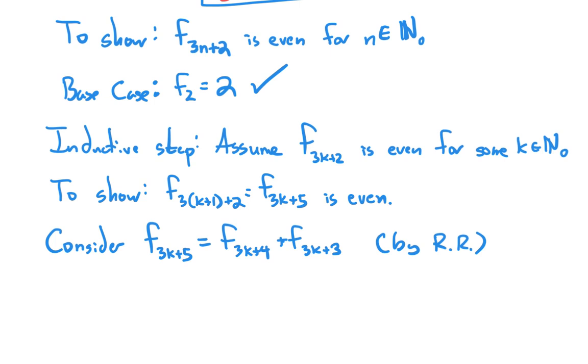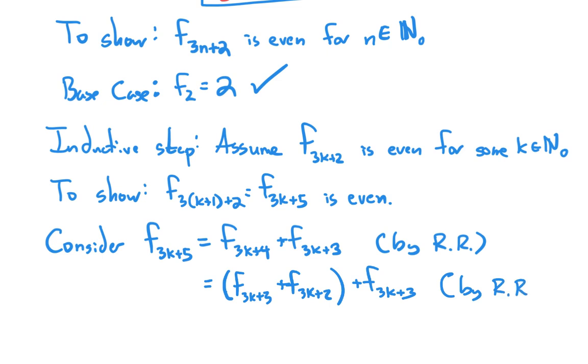So let's do the recursion relation again on this F of 3k plus 4. And I'll put it in brackets just to say we're doing it. So F of 3k plus 4, that's the sum of the previous two terms, so that's F of 3k plus 3 plus F of 3k plus 2. And then we have this F of 3k plus 3 left over, and that's by the recursion relation again. Now, our inductive hypothesis says that this guy is even. That's great. And then can you see right now how we're done, how we've shown that F of 3k plus 5 is indeed even?